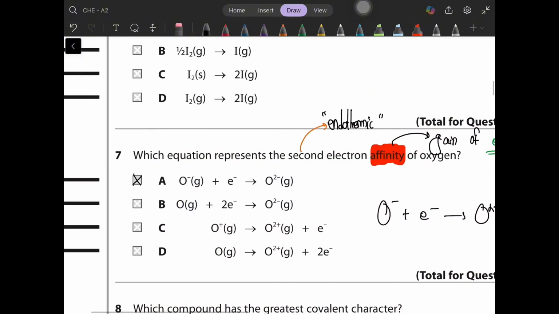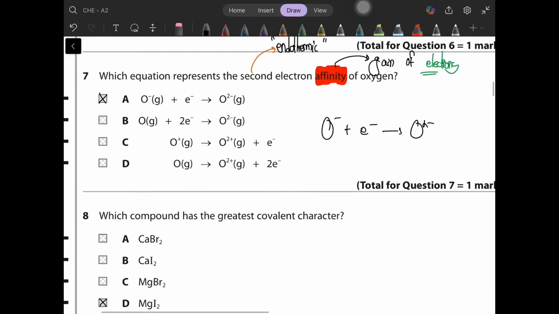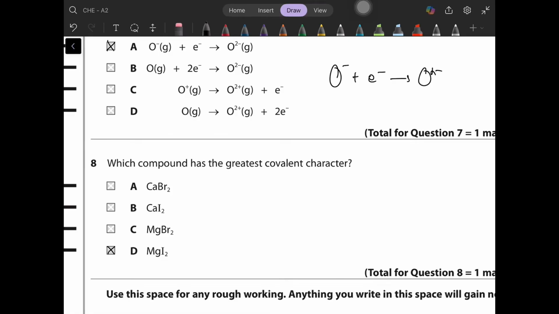Endothermic. So the answer should be A. Let's just move on to the next question. Which compound has the greatest covalent character, right? Which compound has the greatest covalent character?